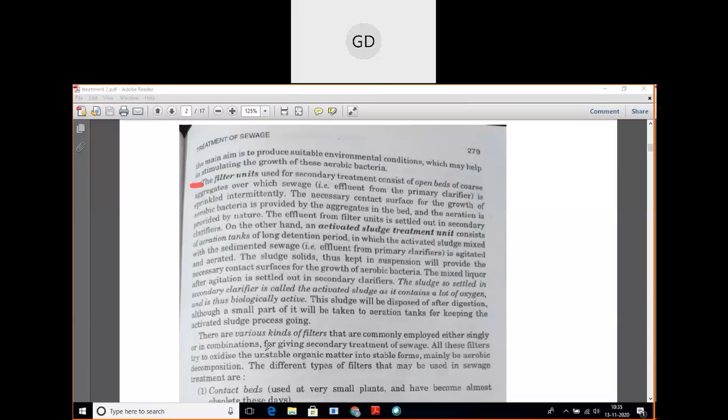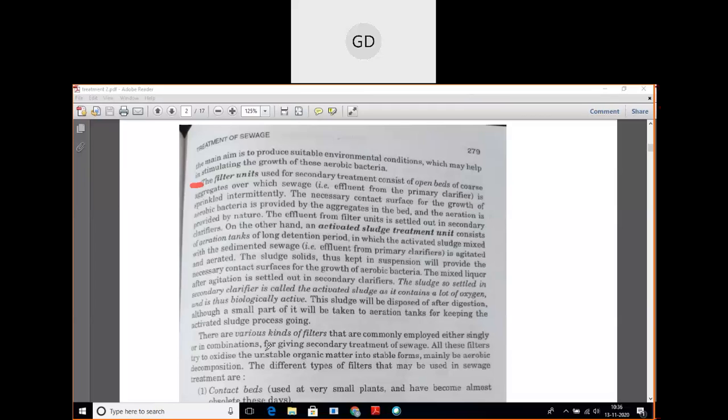The necessary contact surface for the growth of aerobic bacteria is provided by the aggregates in the bed, and the aeration is provided by nature. The effluent coming from the filter units is settled out in the secondary clarifiers. So in filter units, coarse aggregates are there, and above that the sewage water is sprinkled. The aerobic bacteria grow in contact with the aggregates in the bed.